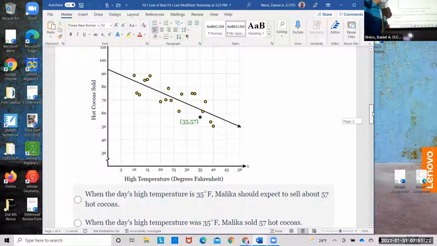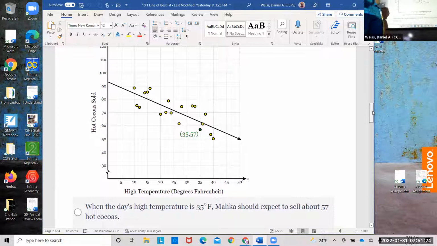Okay. So, all right. Do you see that this 3557 is actually an exact point? It's not actually on the line. You see what I'm saying? Because it's not on the line, it's an actual point.